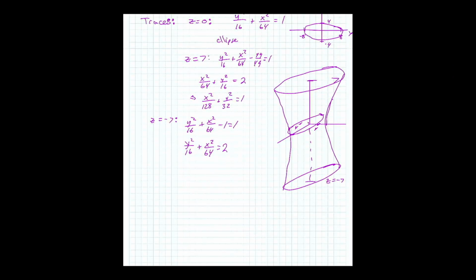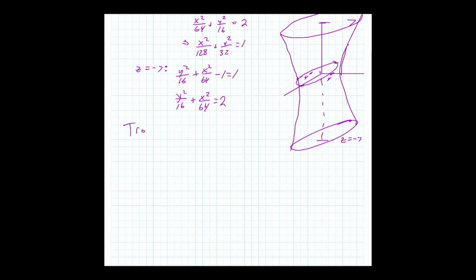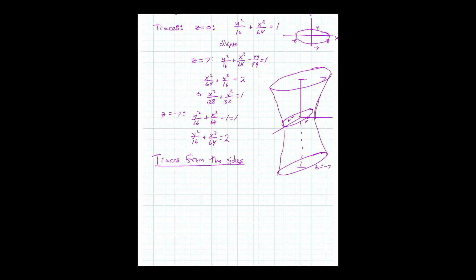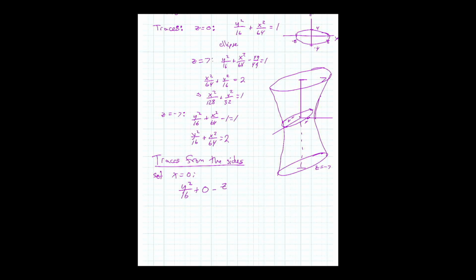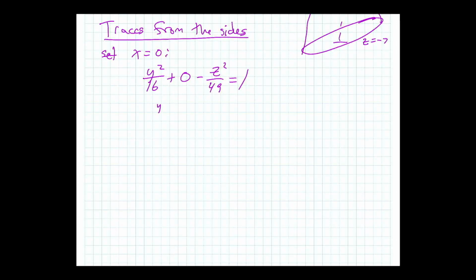Okay. Now, if you look at the traces from the side, like if you set one of the other variables equal to 0, not z. So if you set x equals 0, what do we get? You end up with y squared over 16 plus 0 minus z squared over 49 equals 1. Sorry, let's try to remember it as we go. So of course that's y squared over 16 minus z squared over 49 equals 1. And what would that trace look like? So we're in the y and the z plane, y and z.